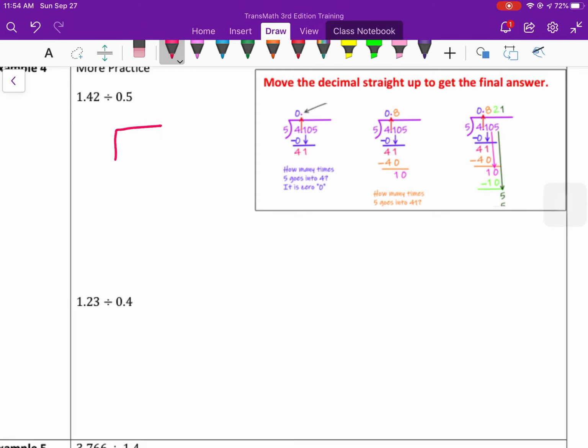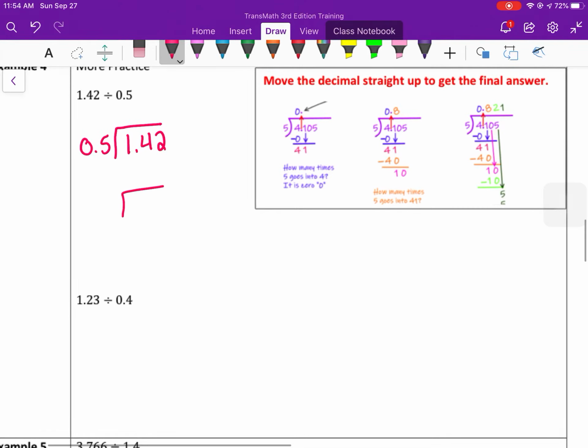Okay, so let's try this one. It's 1.42 divided by 0.5. So I want to rewrite this so that we have a whole number out front. So I'm going to move the decimal over once again to make that a 5, which means I'm going to move it over once to make that a 14.2.